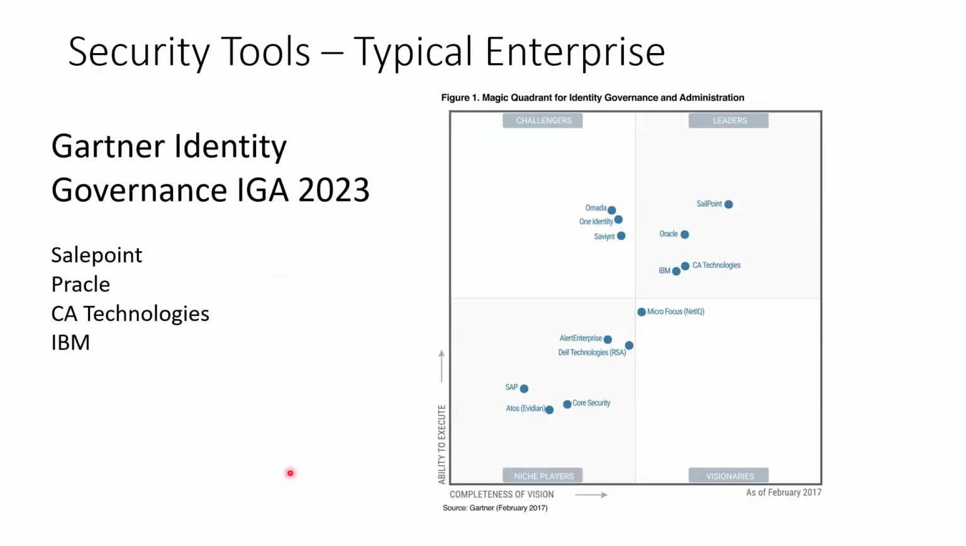Then Gartner Identity Governance, which is basically to maintain the record of authorized users, those who have proper identity and password to enter the enterprise network and use the resources of the enterprise. The software that maintains identity governance and those policies includes SailPoint, which is among the leading ones. Then there are Oracle, CA Technologies, and IBM.